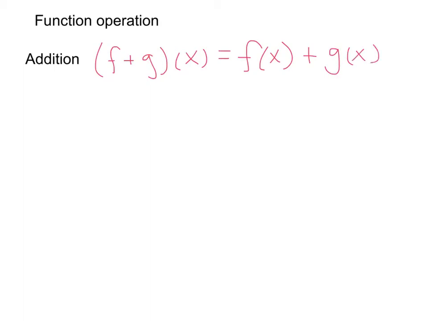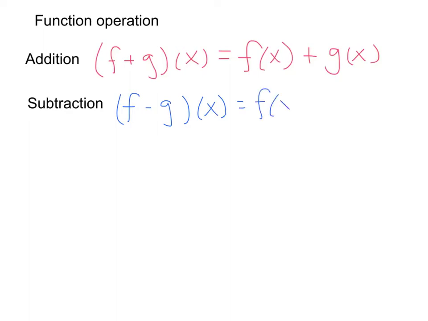If you are given f plus g of x, that means take the function f of x and add it to g of x by combining like terms. When doing subtraction and you have f minus g of x, that means take your function f of x and subtract g of x. Now before you just go and subtract, make sure you distribute your negative sign and then combine like terms.